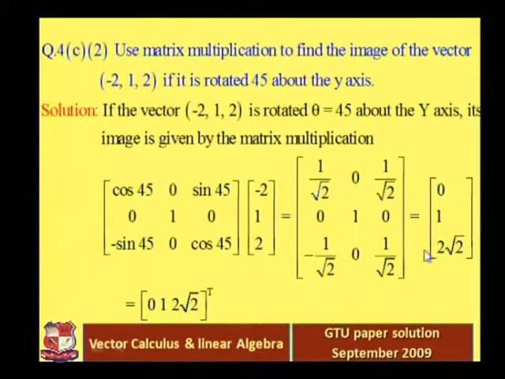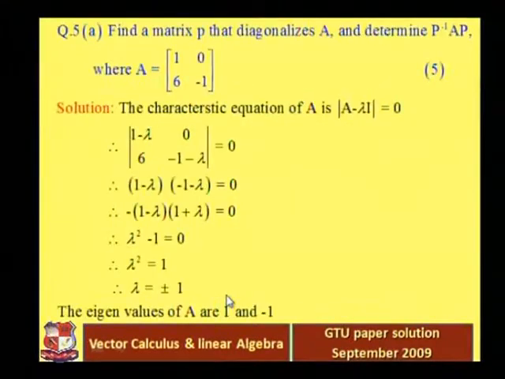And we have to multiply the matrix with minus 2 1 2. So when we multiply this matrix with minus 2 1 2, we will get 0 1 2 root 2, so 0 1 2 root 2 transpose. So here we complete the solution of this question 4. Next question 4 5a.